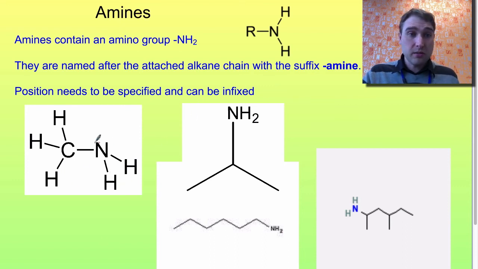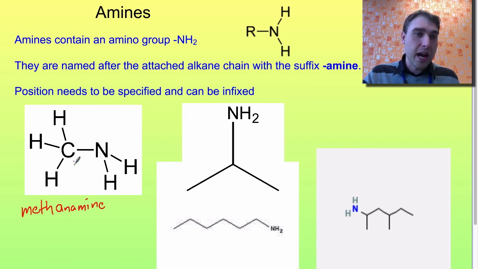So down here, we'll start with this one down here. How many carbons are there? There's 1, so it's going to be meth. Now here's our amine group. There's no other location it can possibly be, so this is just methanamine. So methane, amine. So the parent carbon is methane with an amine group.